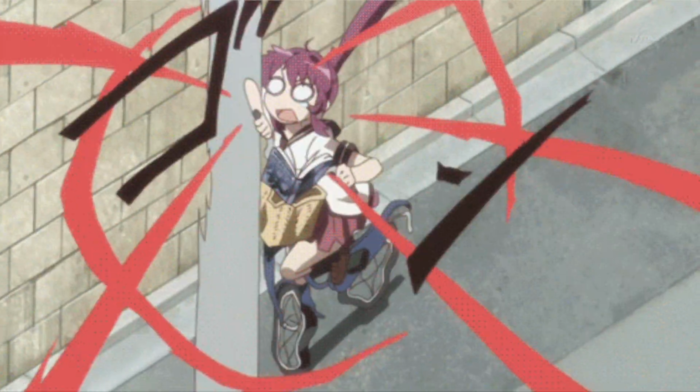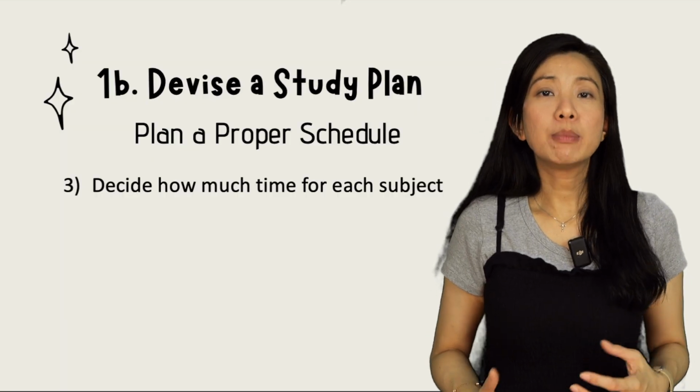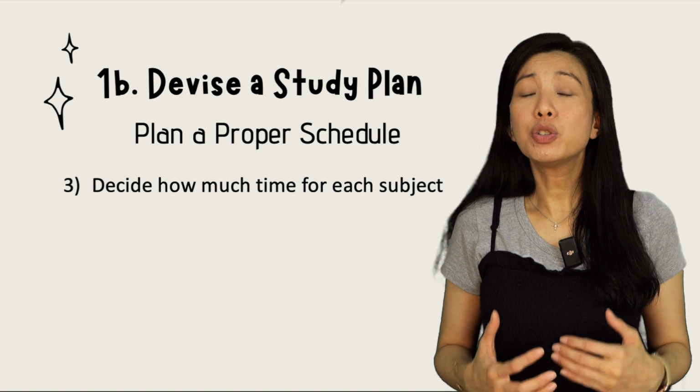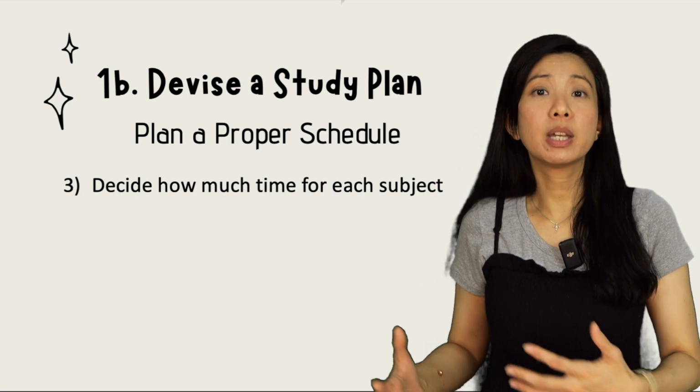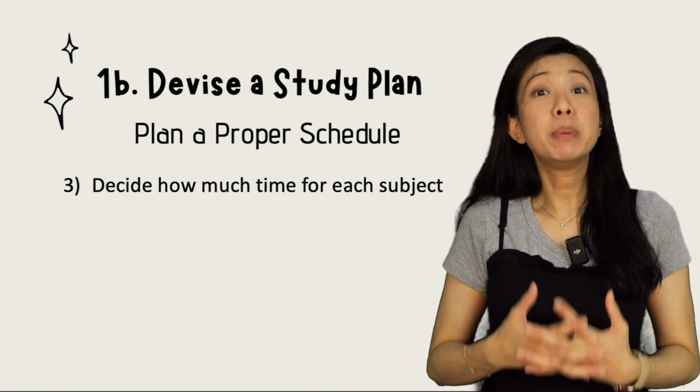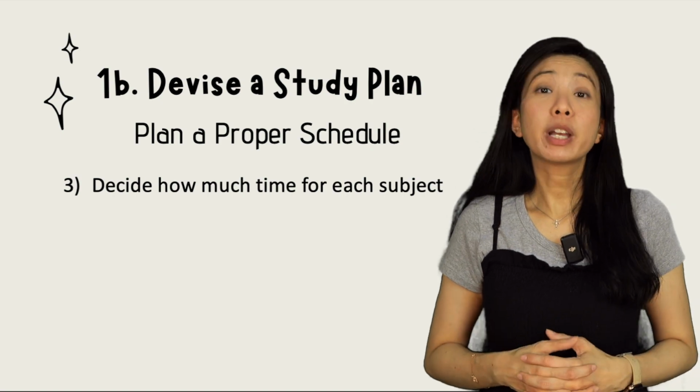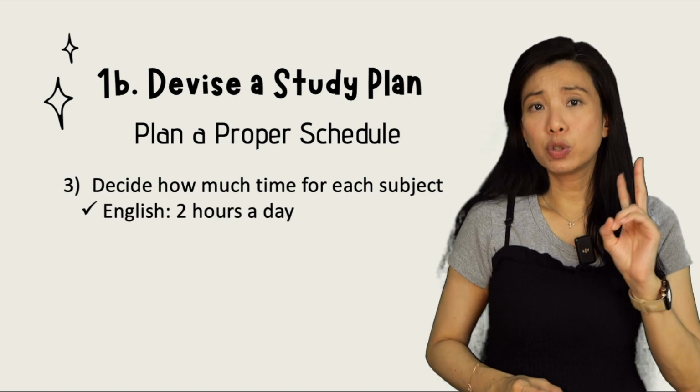Now in secondary school, we have a lot of different subjects that we have to study. So we need to kind of decide how much time to allocate for each subject. Of course, you should allocate more time for the subjects that you are weaker in. So this tends to be a bit more subjective. So for example, maybe I'd like to work on English for 2 hours a day.